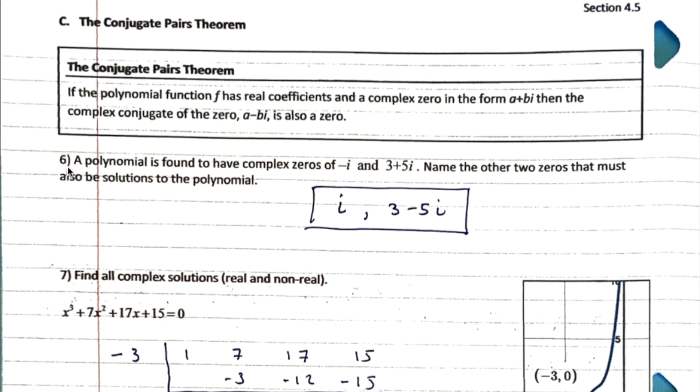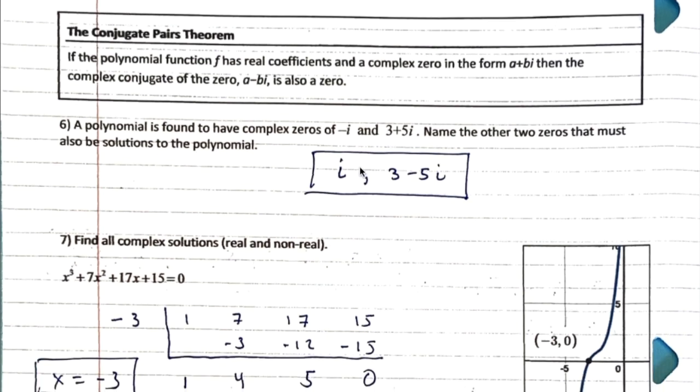So for this first question, a polynomial is found to have complex zeros of -i and 3 plus 5i. Name the other two zeros that must also be solutions to the polynomial. So if I have -i, that's like 0 minus i, so that would mean I would have 0 plus i. So these are conjugate pairs. And if I have 3 plus 5i, then I would also have 3 minus 5i. And so, conjugate pairs. So given these two zeros, I have to have those two. That's what the conjugate pair theorem states.